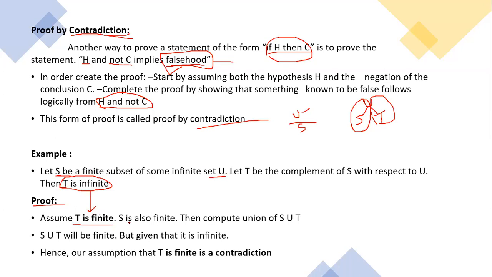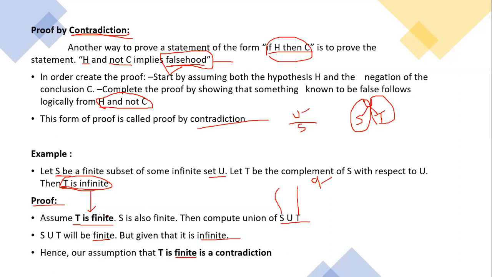Assume T is finite. S is also finite, then compute the union S union T. S union T will also be finite, because both the sets are finite. Say S has 4 elements and T has 5 elements. If we combine both, definitely we will get 9 elements. This is also finite, I can count the numbers. Definitely S union T will be finite, but it is given that it is infinite.